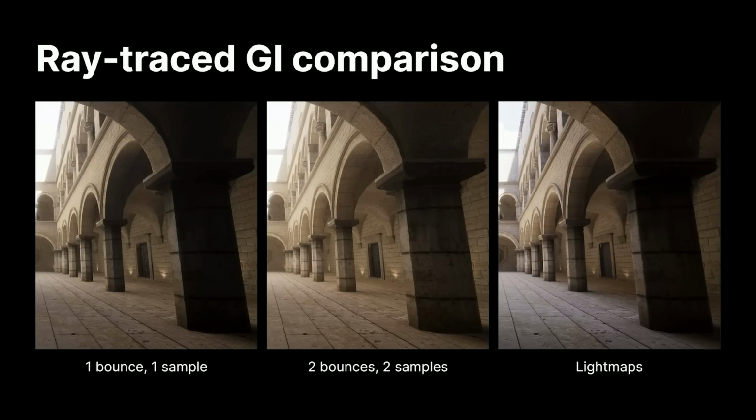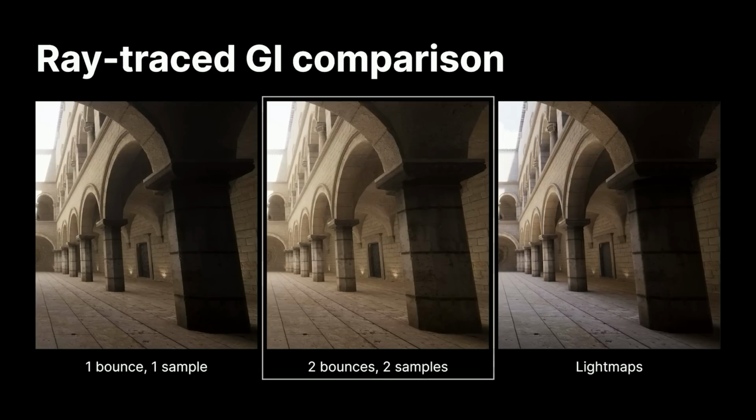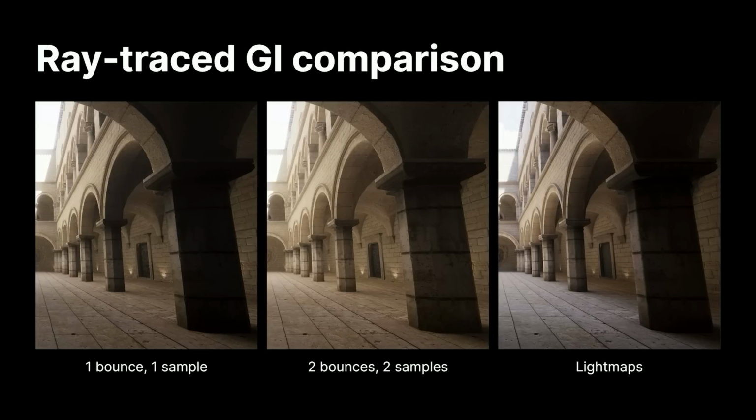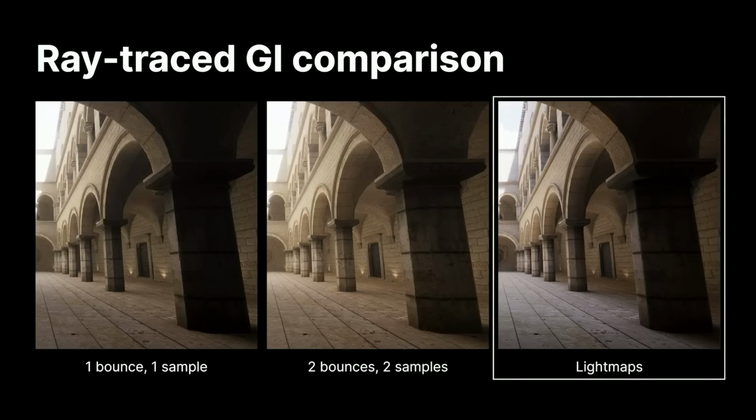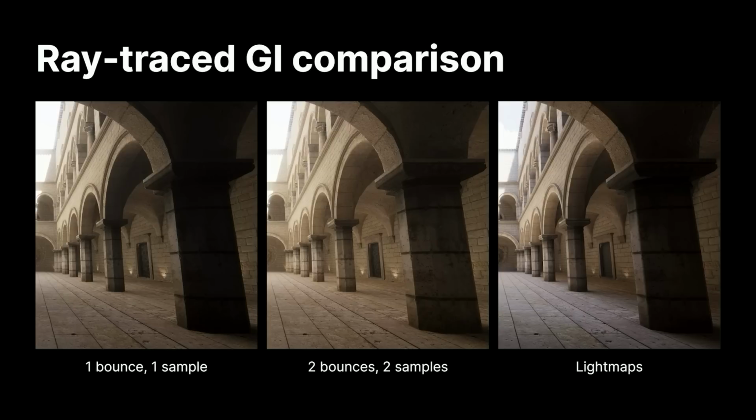Here you can see a comparison between ray trace GI and light maps. In the central image, more bounces can provide a slightly stronger indirect lighting. On the third image, the baked light maps will still produce the best lighting overall. However, light maps lack flexibility and they can have very long computation times. Ray tracing, on the other hand, can produce adequate bounce lighting in just a few milliseconds.